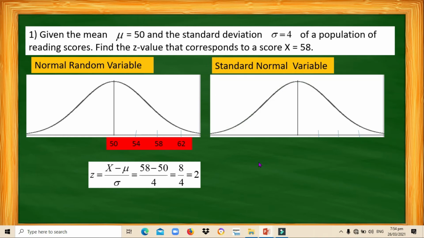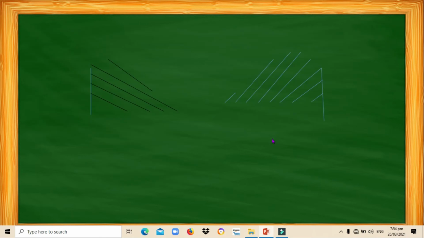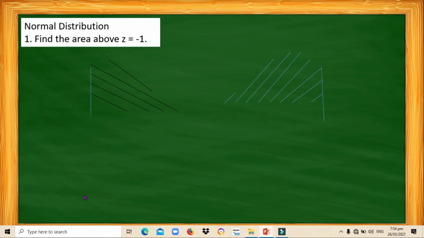Okay, so this is our normal curve: 0, 1, 2, 3. So 58 is located here, and that is equal to z equals 2. Next we proceed to the normal distribution.